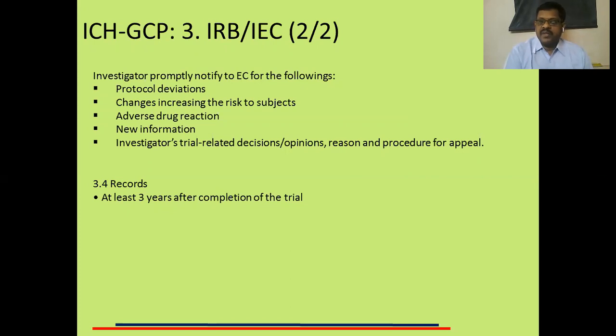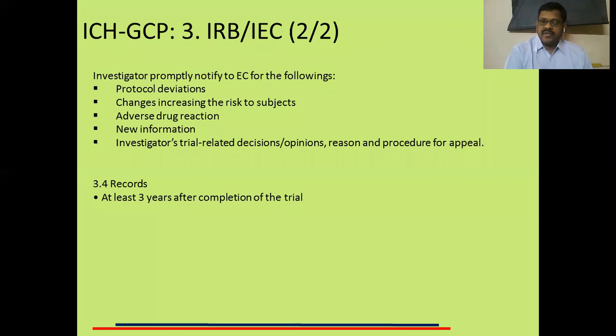New information: anything we find that was not known in the previously submitted documents, so any addition of information, we also need to contact the ethics committee. Investigator trial-related decisions, opinions, reasons, and the procedure for appeal, all we have to contact the ethics committee about. They are the mediators between us and the regulatory authorities. So first, the ethics committee will send that information to the regulatory authorities and necessary actions will be taken.